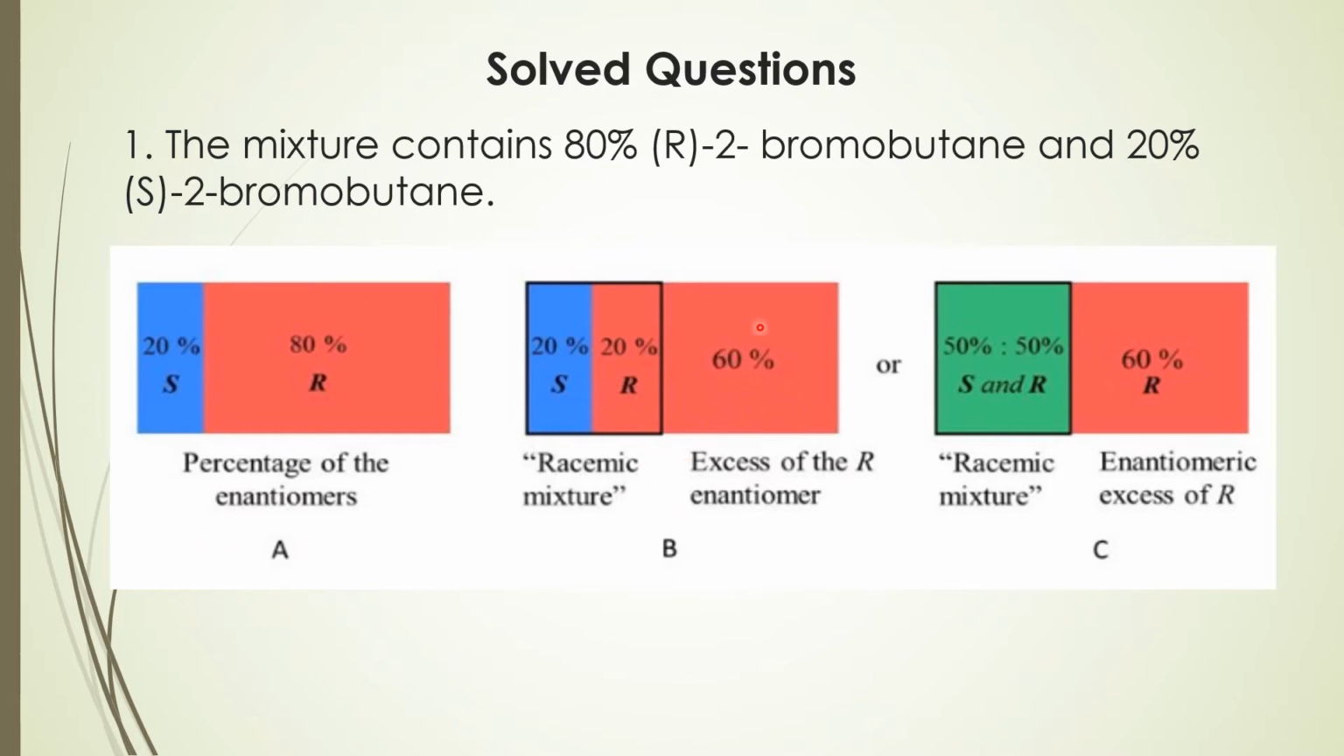In case the enantiomeric excess is 60%, then 40% will be the racemic mixture. See that clearly. 40% racemic means a 1:1 ratio, so 20% S and 20% R. The remaining 60% will be the enantiomeric excess of the R isomer. Totally, racemic mixture plus enantiomeric excess should be 100. If the enantiomeric excess is given, the remaining amount will be the racemic mixture. Keep this in mind carefully.